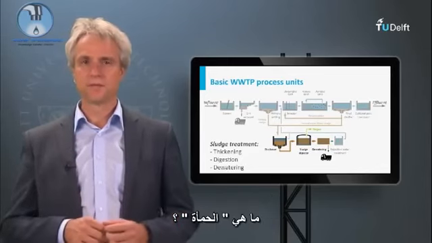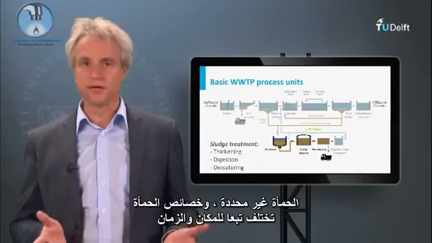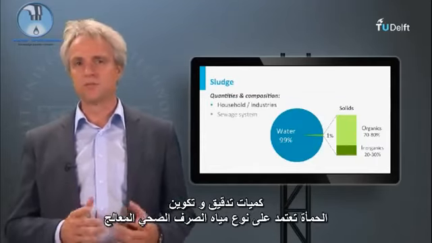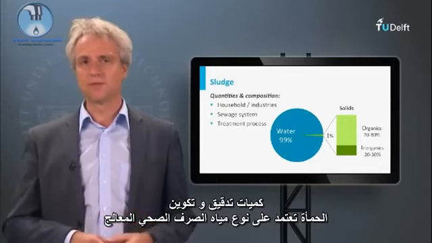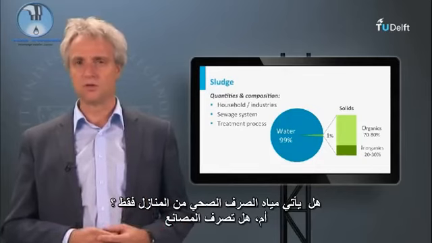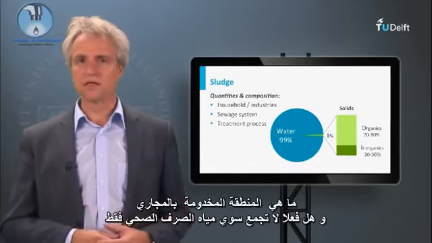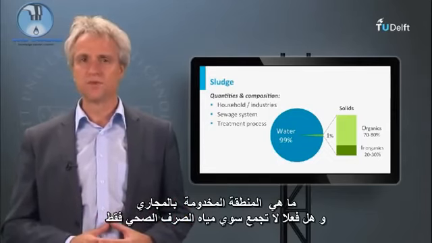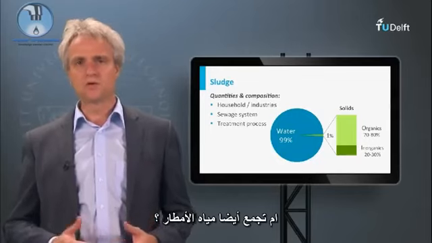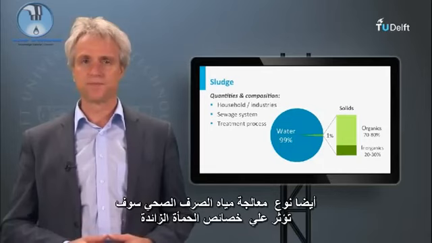What is sludge? Sludge is non-defined, and the sludge characteristics differ per location and in time. The exact quantities and composition of the sludge depend on the type of sewage treated. Does the sewage come from purely households, or are industries also discharging to the sewer system? What area is actually served by the sewer system? And does it collect only sewage or also rainwater? Also, the type of sewage treatment plant will impact the excess sludge characteristics.